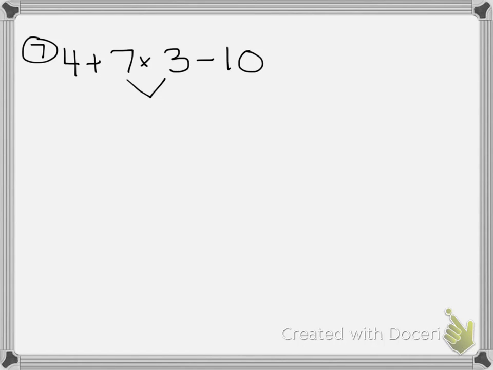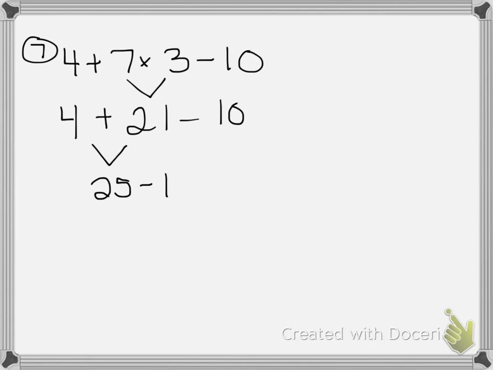Let's try another one here. Example number 7. How about 4 plus 7 times 3 minus 10? No parentheses, no powers, plain adding, subtracting, and multiplying. Multiplying is done first, between 7 and 3, 21. I'm a creature that does a lot of recopying. Notice I'm recopying the operations and the numbers before and after 21. Now I got 4 plus 21. Addition comes first, that's 25. Now I'm allowed to subtract the 10. 25 take away 10 is 15.